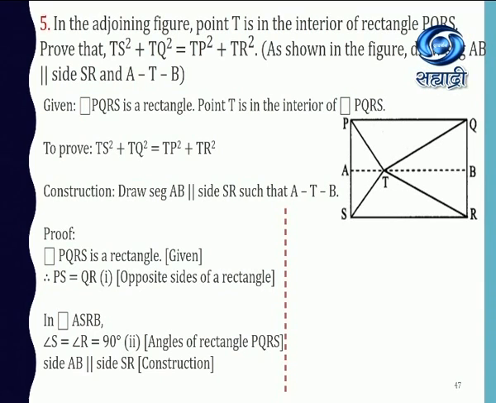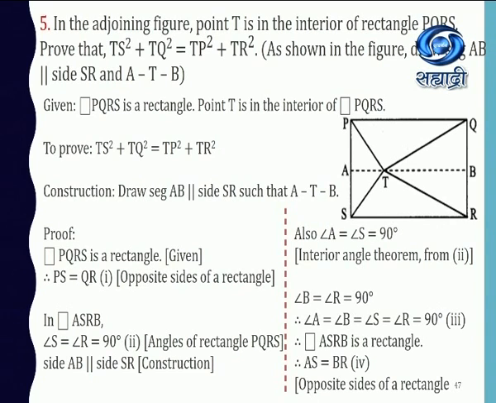If you consider the smaller rectangle ASRB, here angle S and angle R are 90 degrees, angles of the rectangle, and side AB is parallel to SR. From this we can say that AS is equal to BR. Now angle B and angle R are 90, angle A and angle B are 90, all are 90. So again ASRB is a rectangle. From here again we can say AS is equal to BR. Opposite sides of a rectangle are always congruent.